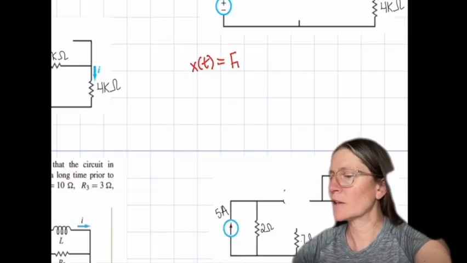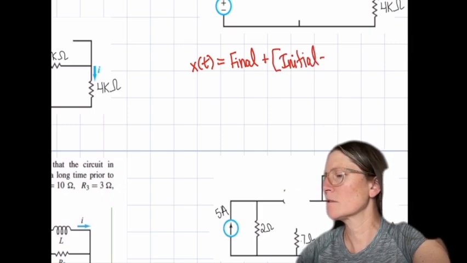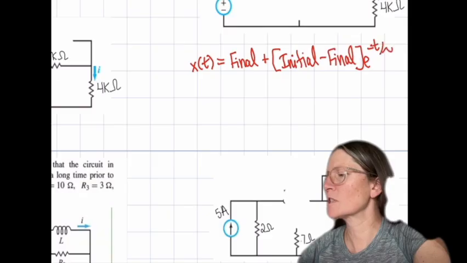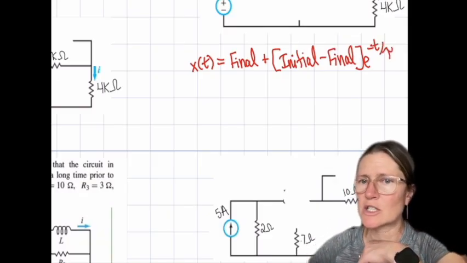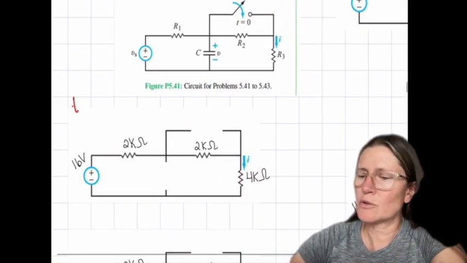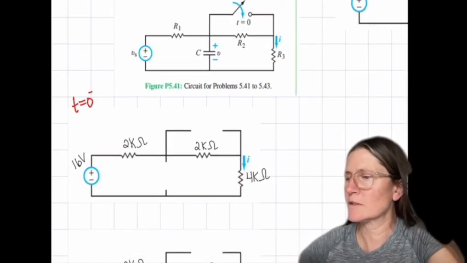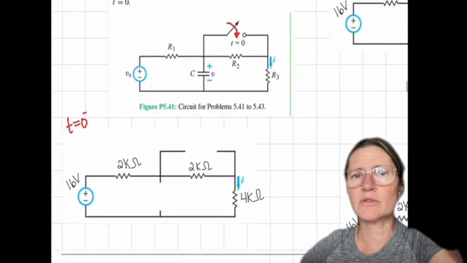is the final value plus the initial minus final quantity, e to the minus t over tau, and with tau we're with an RC, so it's going to be RTH times C. So the first step is to do before a change happens, and in this case this is going to close at time equals 0.